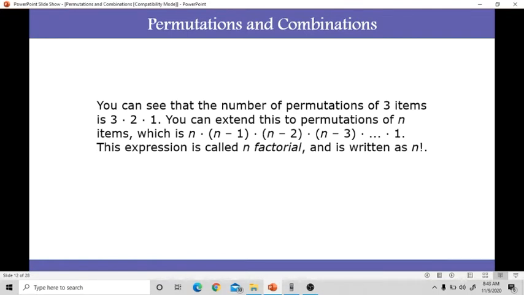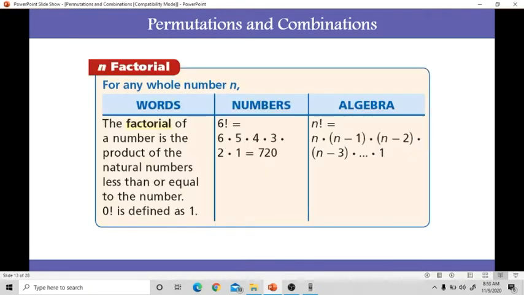You can extend this to permutations of n items, which is n times n minus 1 times n minus 2 times n minus 3. This expression is called n factorial. N factorial is written as n then exclamation point. Again, pagbasa dito is n factorial. The factorial of a number is the product of natural numbers less than or equal to the number. 0 factorial is defined as 1. Again, 0 factorial is defined as 1.